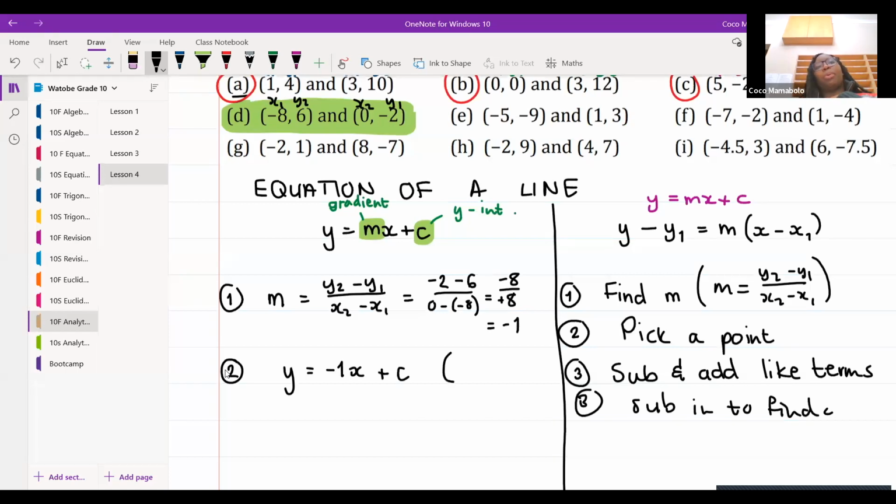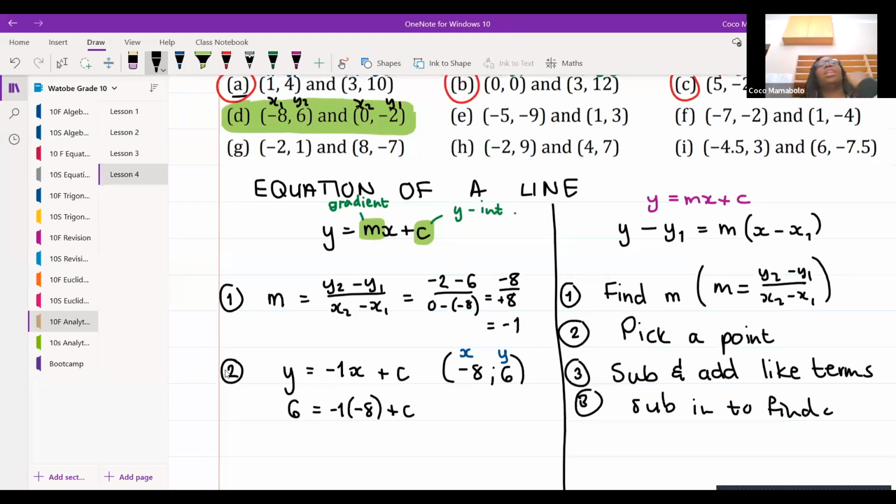Now you've picked the point -8 and 6, correct? Yes, ma'am. So the -8 is my x value. Do you agree with me? Yes, and 6 is your y value. Good. So we're going to sub in 6 where the y is and -8 where the x is. Tell me what I'm going to write. 6 equals -1 bracket -8 plus c.